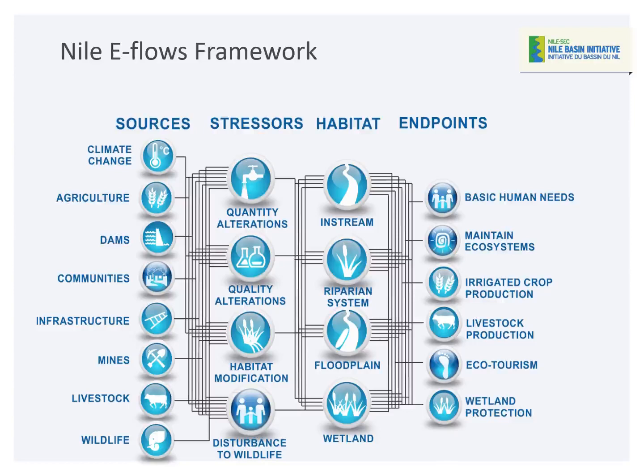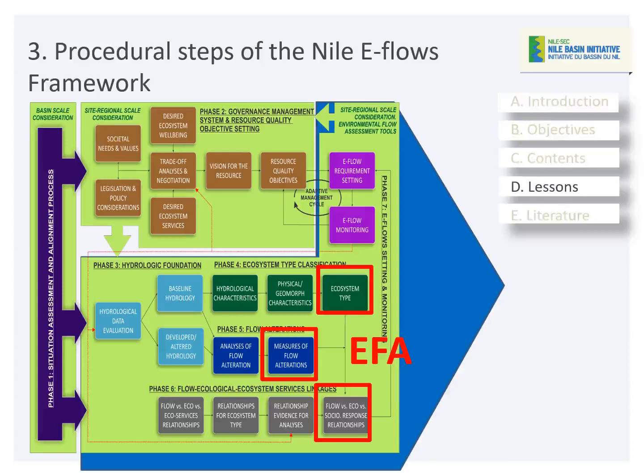And here we look at flow and ecosystem service relationships, relationships that are linked to ecosystem types. So what type of features and processes occur within different types of ecosystems, and what would those relationships look like? We want evidence for these analyses. And then finally, we want to establish these response curves that can be used. With this information, only at this point, can we then start to implement an environmental flow assessment.